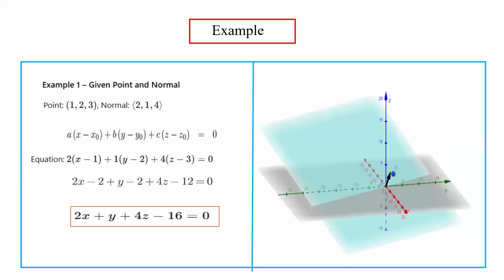So for another example, we're given the point (1, 2, 3) and the normal, which is (2, 1, 4). Again, we use the general equation. We substitute the values, expand the brackets, and then simplify. We'll have 2x + y + 4z - 16 = 0, and that would give us the equation of the plane.